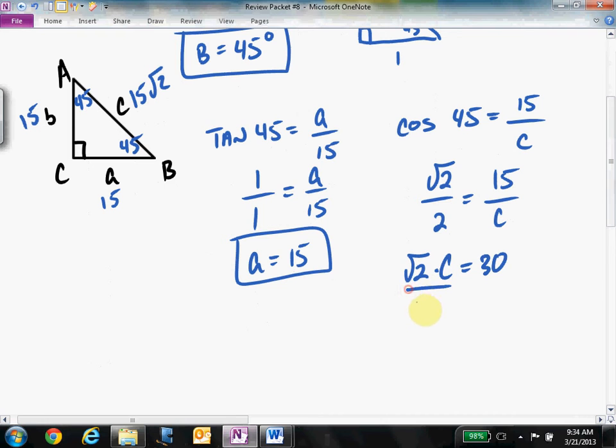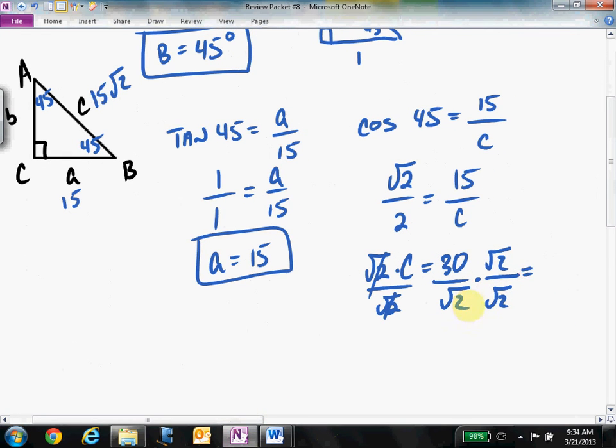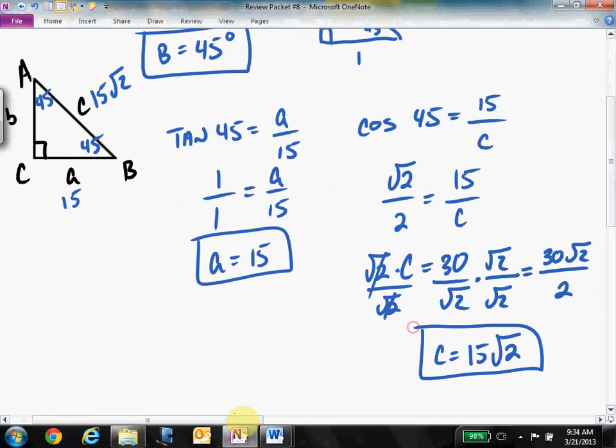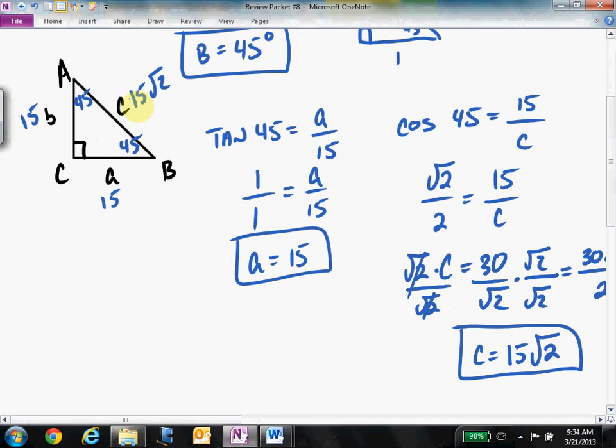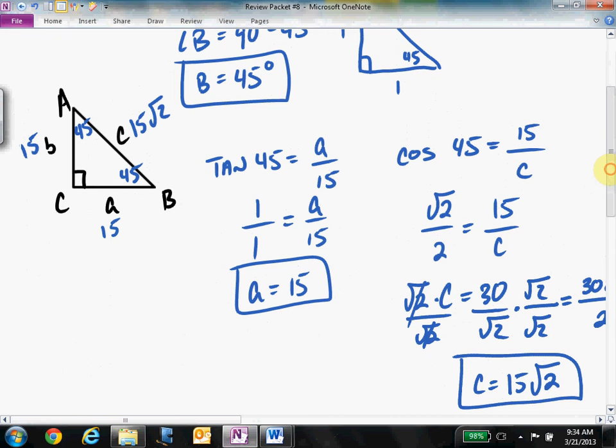So I'm going to solve for C by dividing by the square root of 2. And these square roots will cancel. C is now alone, but we've got square root of 2 in the denominator, so you're going to have to rationalize it by multiplying by the square root of 2 over the square root of 2. And you are going to get 30 square root of 2 divided by 2. And you can see that 30 divided by 2 is equal to 15 times the square root of 2, which is what we had over here. So either way, you can solve your triangle. One's just a little quicker than the other.